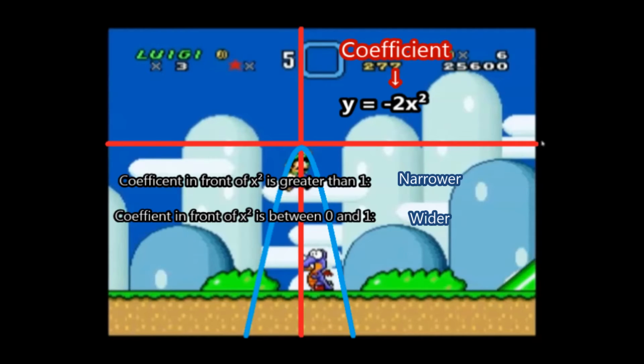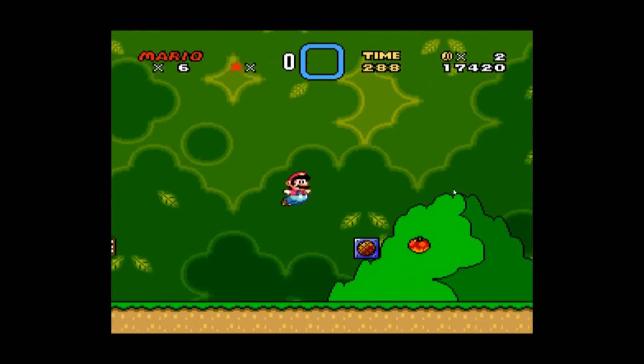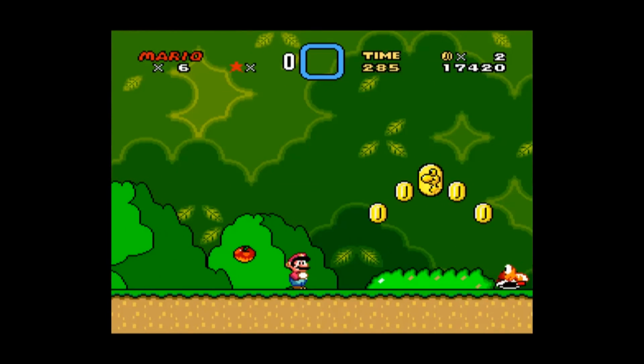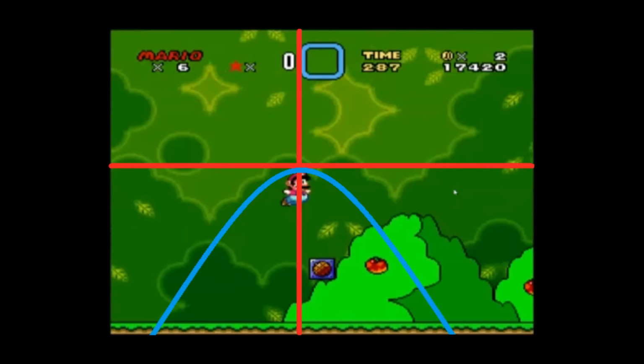In Luigi's case, he did not travel as far, so his parabola would be narrower. How about we give Mario a running start? Mario jumps farther now. In that case, the parabola would get wider. When Mario jumps, Mario's jump equation is now negative 0.5 x squared. Notice how the coefficient in front of the x squared, not looking at negatives, is now between 0 and 1.